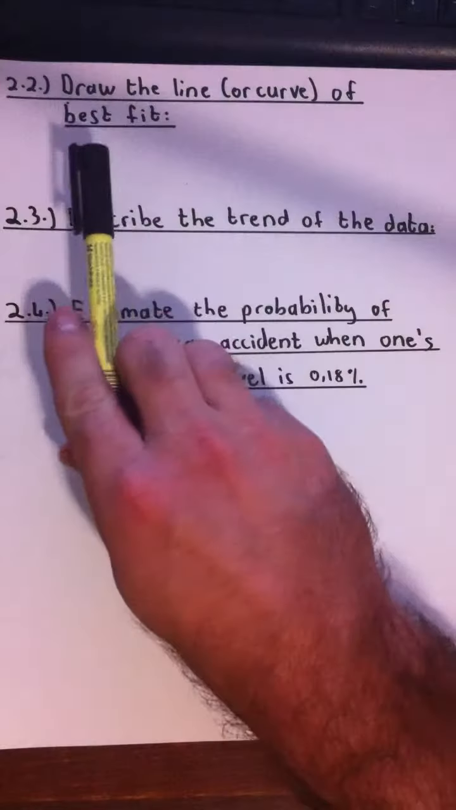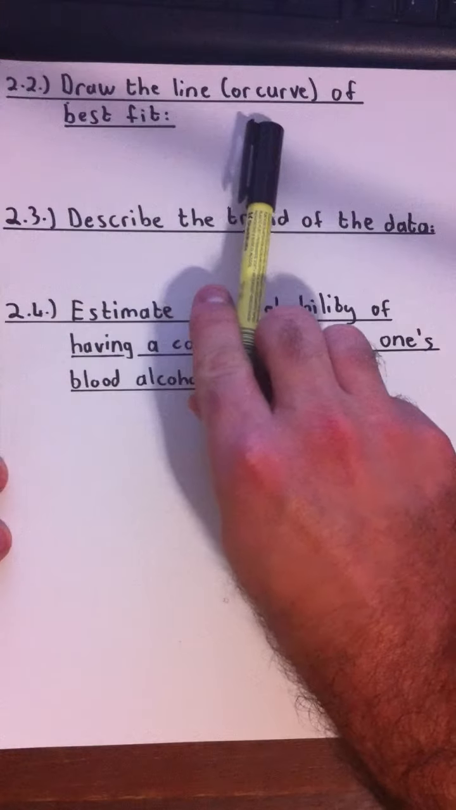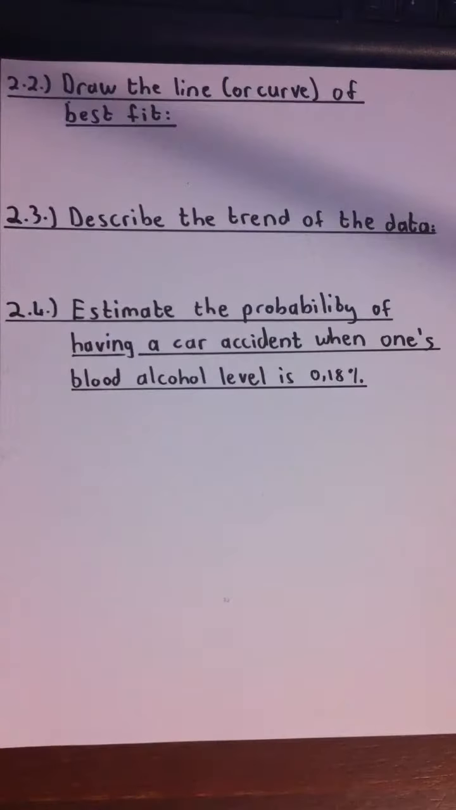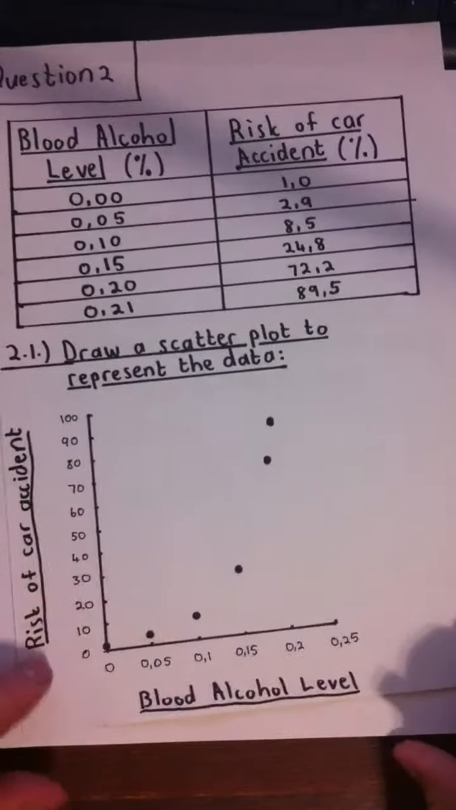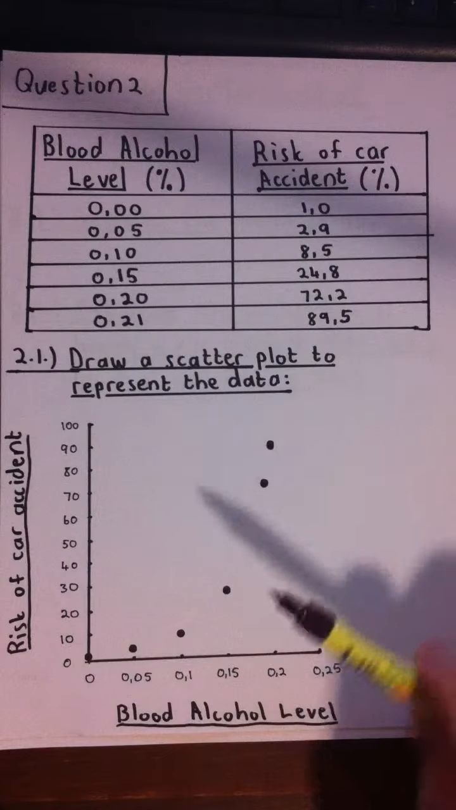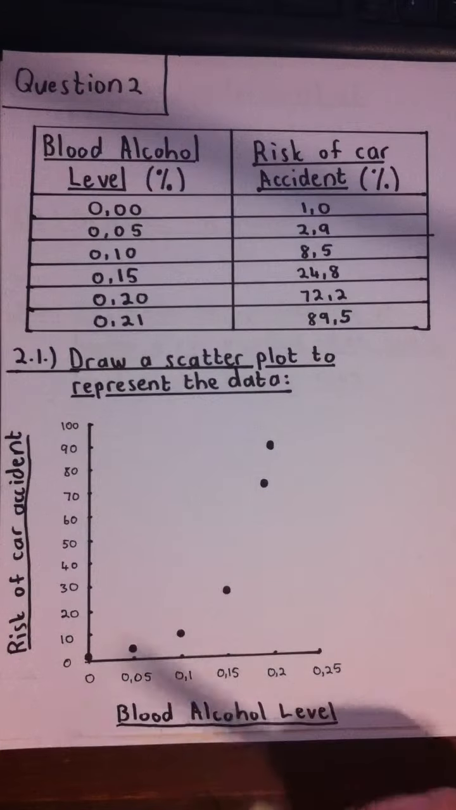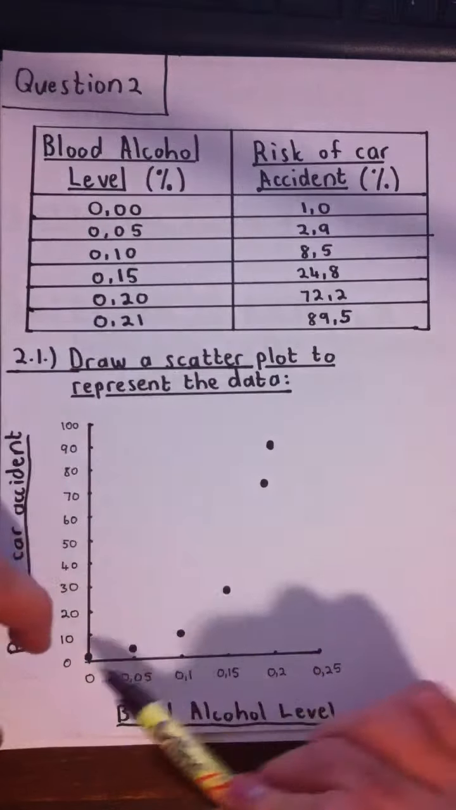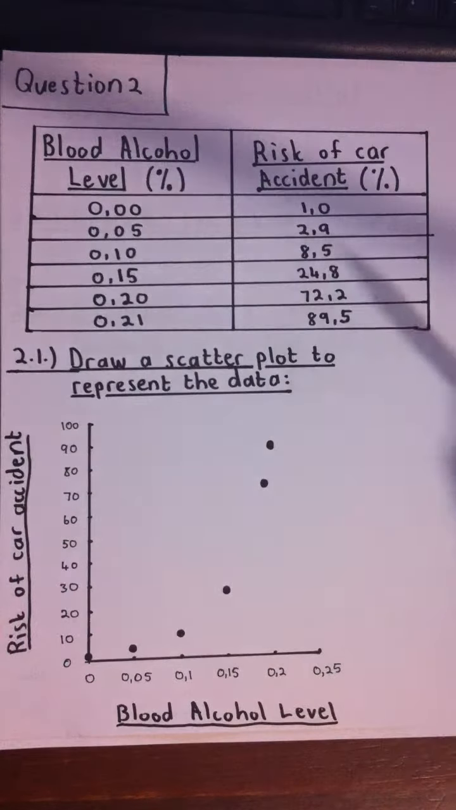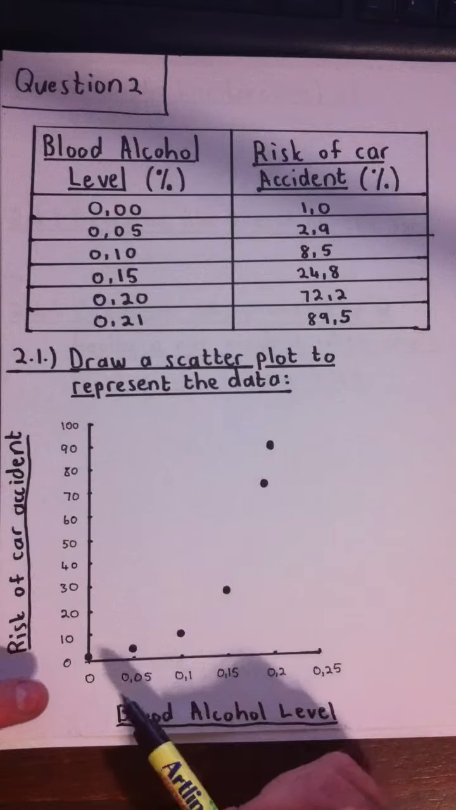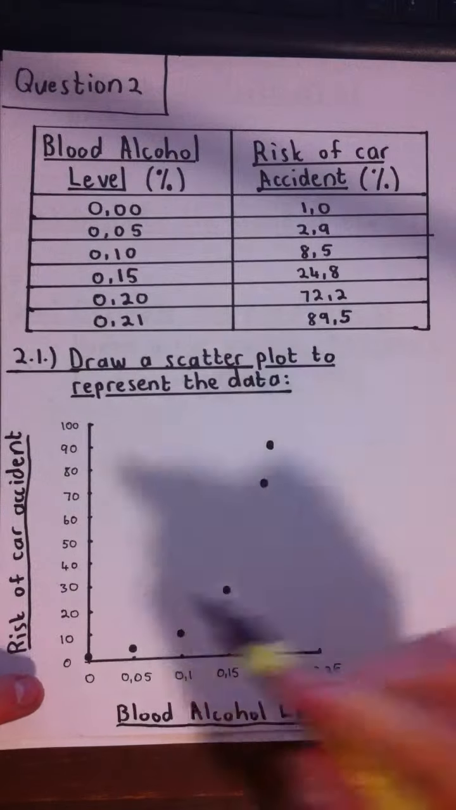For question 2.2, draw the line or curve of best fit on the diagram sheet. So what line or curve will best fit this data? We can draw a straight line, and then we'll see on average the dots will be fairly far away from the line. Or we can draw a parabola. We see that's not going to work. The one that looks like it's going to work here is an exponential curve.